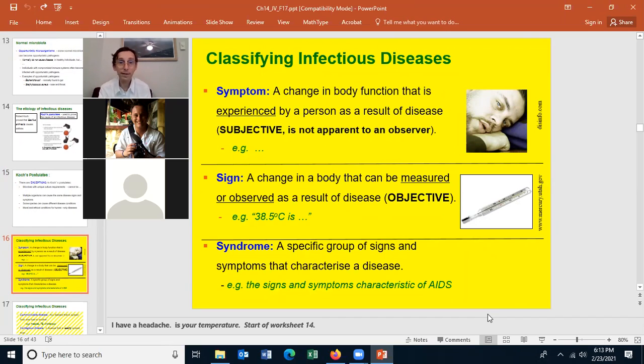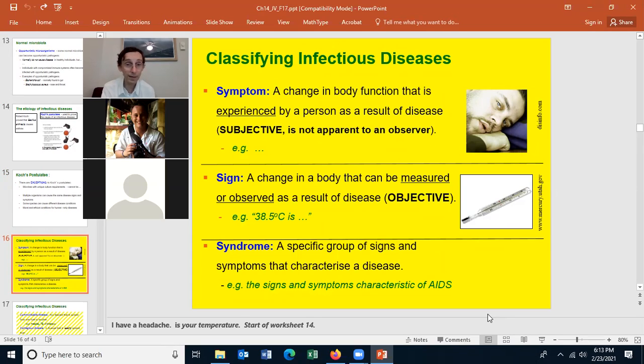A few more terms in classifying infectious diseases. A symptom is a change in the body function that is experienced by a person as a result of disease. It is a subjective term, a symptom, and it is not apparent to the observer. Like, for example, when I tell the doctor I've got a headache, there's no way the doctor can measure that headache and confirm that I have a headache. So the headache is a symptom.